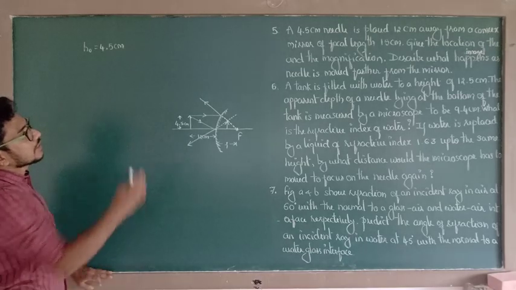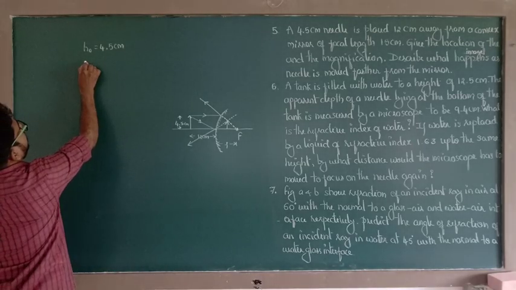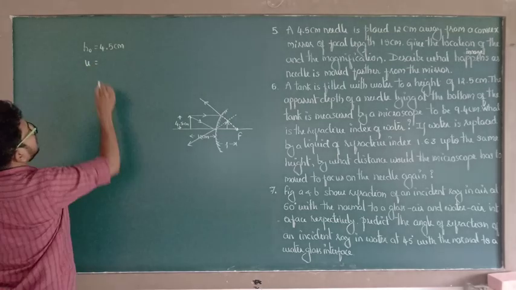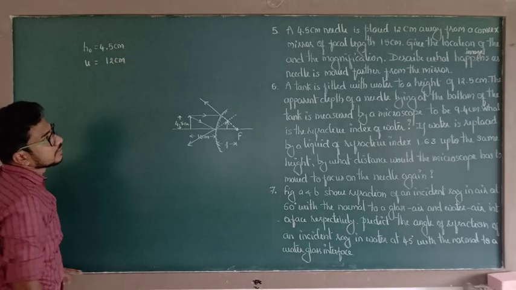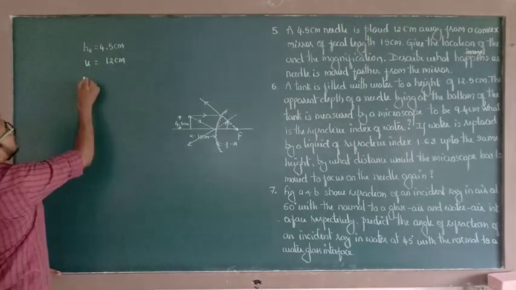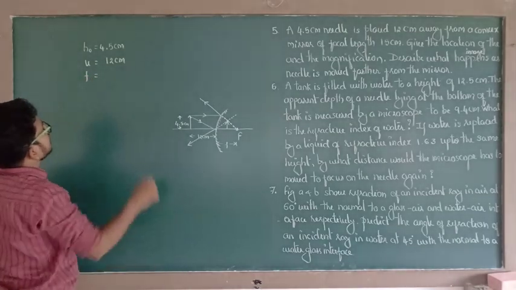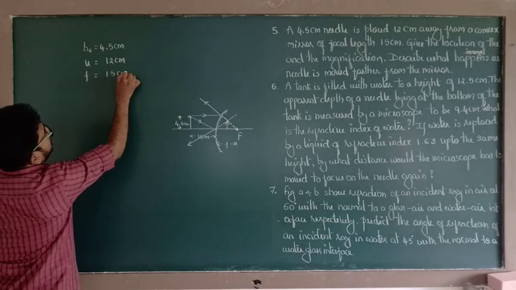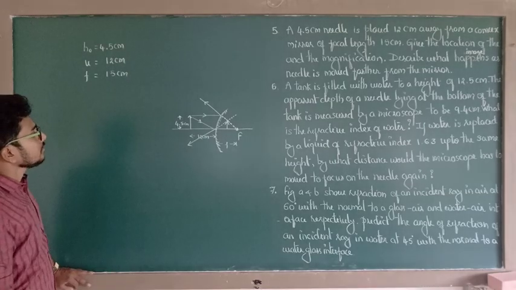Placed 12 centimeter away from a convex mirror, that is the object distance. Object distance is equal to 12 centimeter, and the focal length of the convex mirror, f, is equal to 15 centimeter. 15 centimeter is the focal length of this convex spherical mirror.